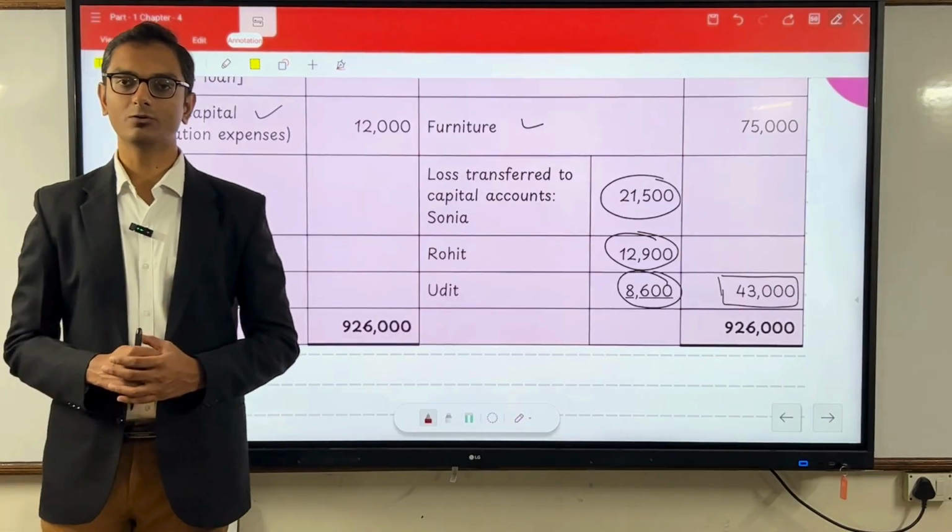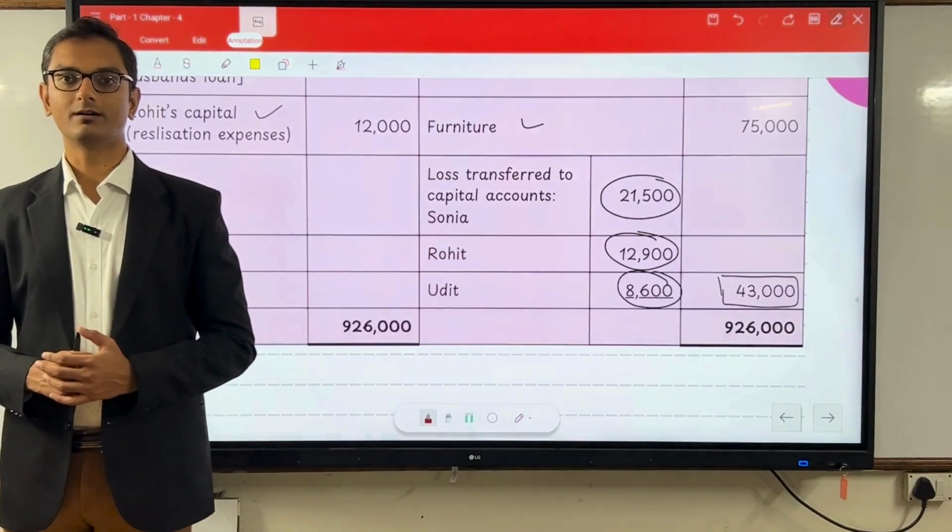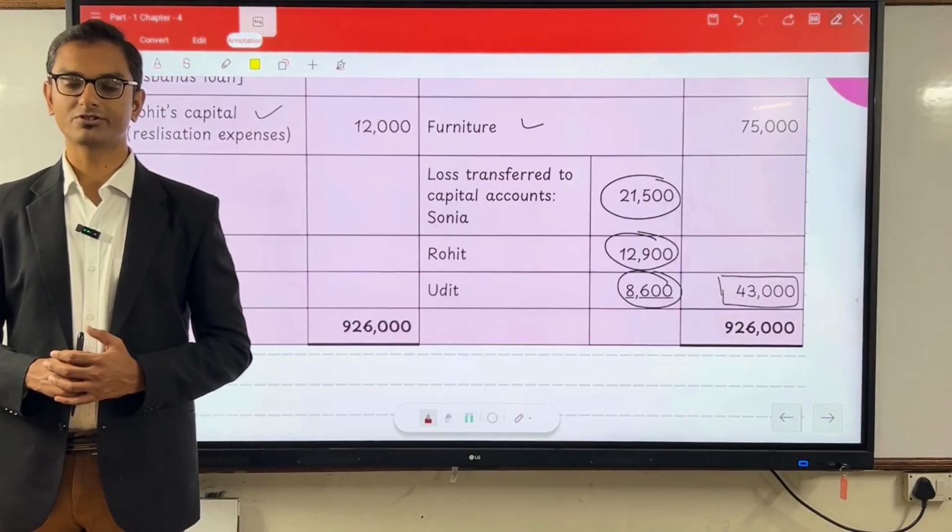So this is the way how to solve step by step numeric sum of dissolution of partnership firm.